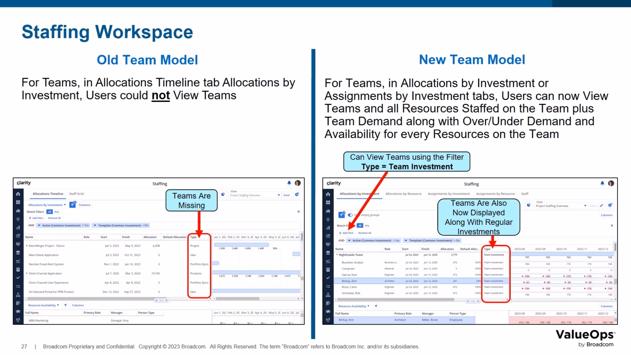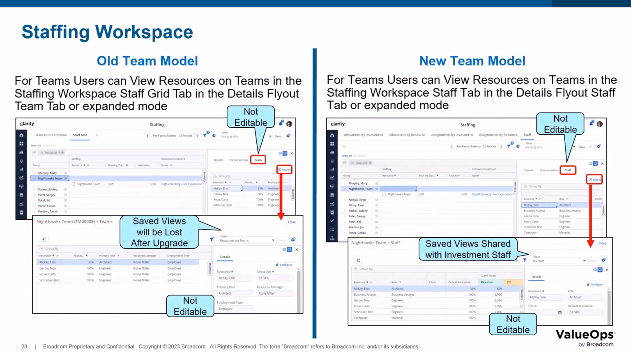So if we focus on the data for the Nighthawks team, you can see all of the resources that are staffed on the Nighthawks team, including Aaron McKay. So you have a picture here in this workspace of the team demand as well as any over/under availability and demand for every resource on the team.